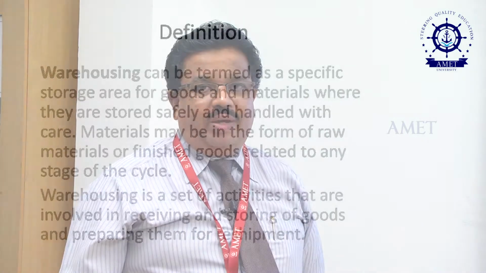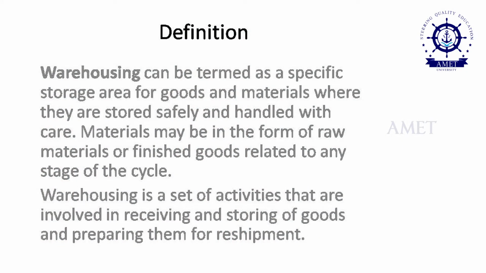So the warehouse has a set of activities that are involved in receiving and storing goods and preparing them for reshipment. What exactly is reshipment? Nothing but the warehouse where you have the raw material, then the manufacturing company collects the raw material from the warehouse and manufactures the product. Then after manufacturing the product, again the finished product comes back to the warehouse where it is stored for shipment. That is what we call reshipment.